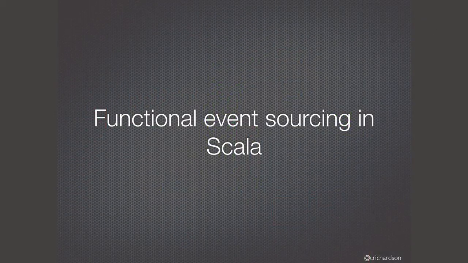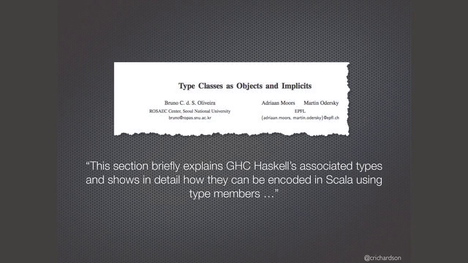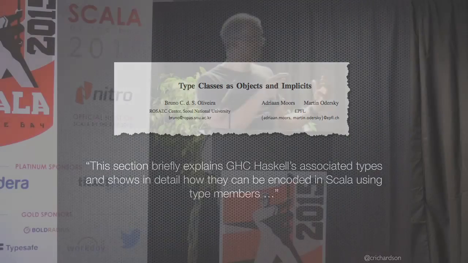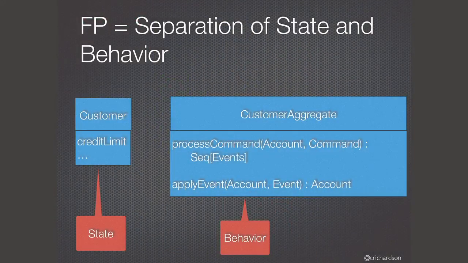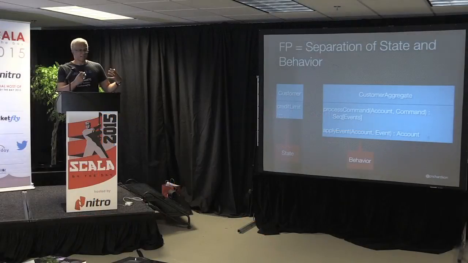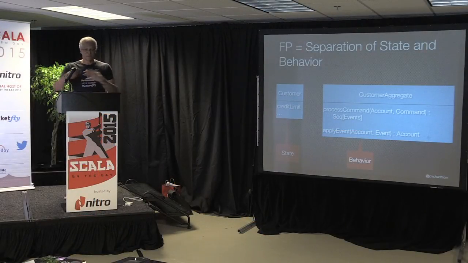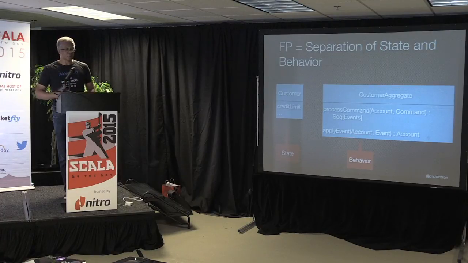That made me think that, well, I could do better in Scala, right? And then I came across this paper that was talking about how you can implement type classes in Scala. In particular, it had a section about how you can represent those type members, the associated types, as abstract type members. And that inspired me to just do it better. So here's the new model, where I've got a functional separation of state and behavior. I have a customer data type that's just pure state, and then there's a customer aggregate that's a type class instance that's got all of the behavior.